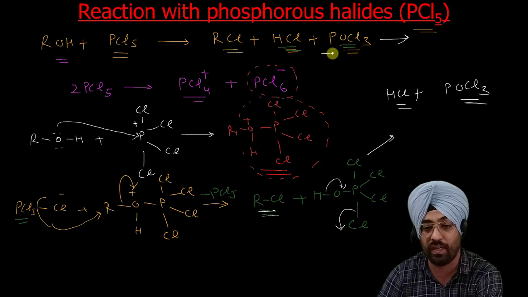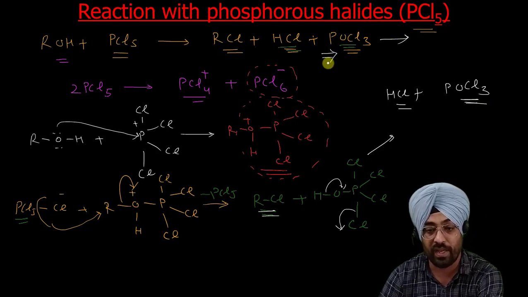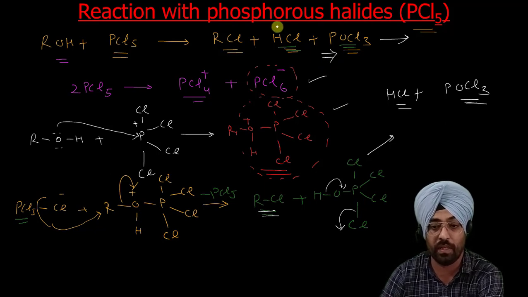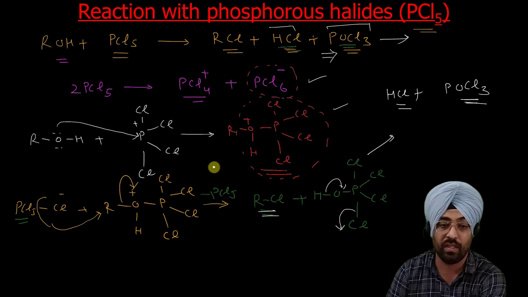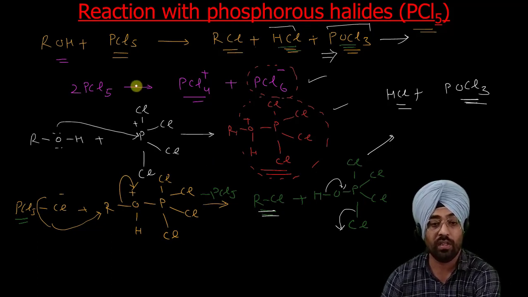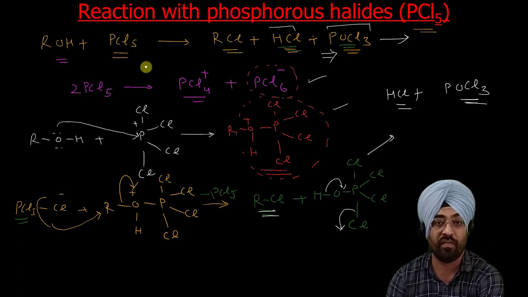First you should know the chemical equation, then according to this chemical equation we will write the mechanism, and we should be able to show the formation of all of these products during the mechanism. So this is the mechanism of how alcohols react with PCl5.